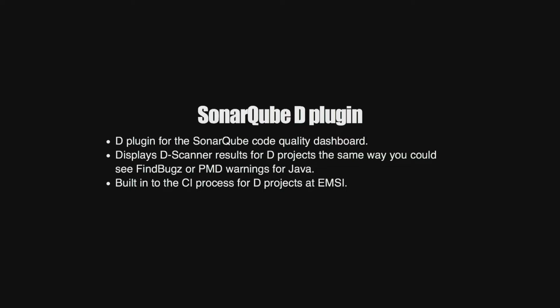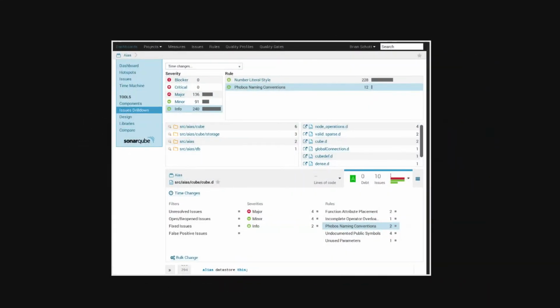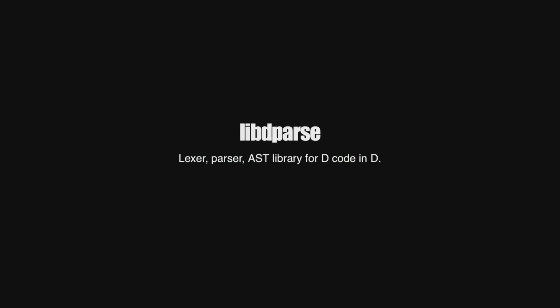And this is built into the CI process for D projects at MZ. At least almost all of them. We still have a few that need to get that running. So here's a screenshot, and you can see all the things from DScanner showing up in SonarQube. Really exciting. So what is all of this stuff built on? It's built on libdparse, which is the lexer, parser, and AST library that I built for all of this.